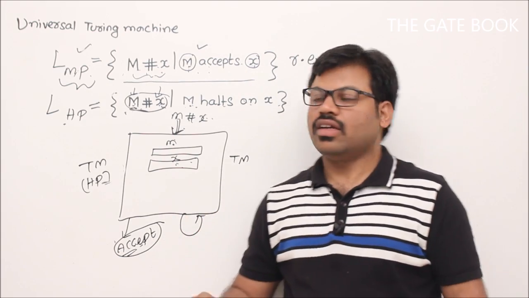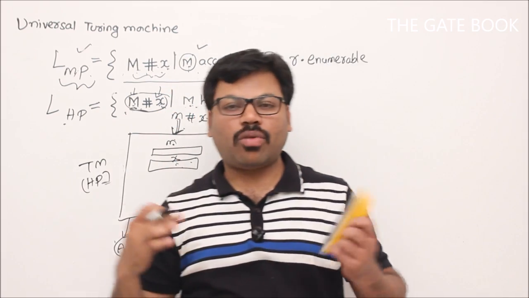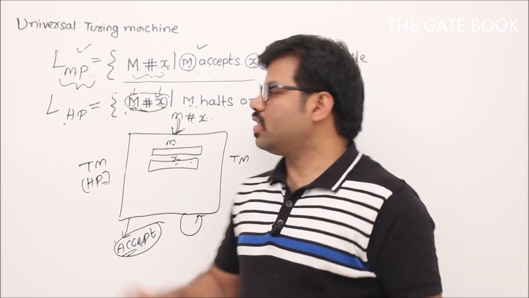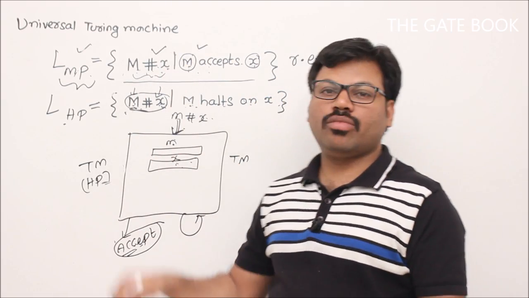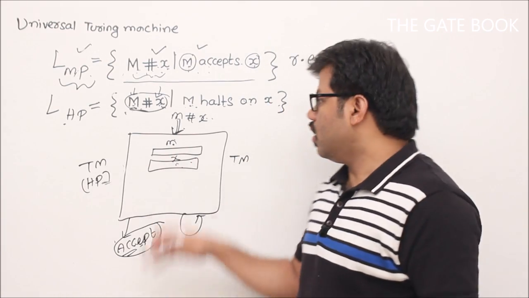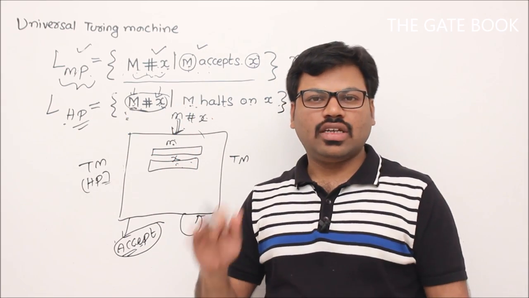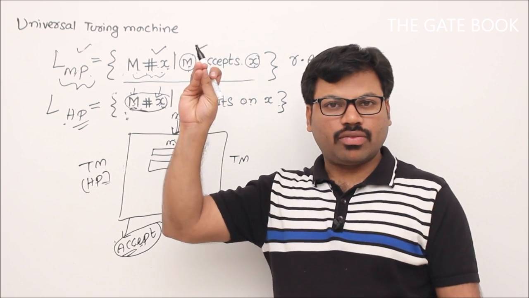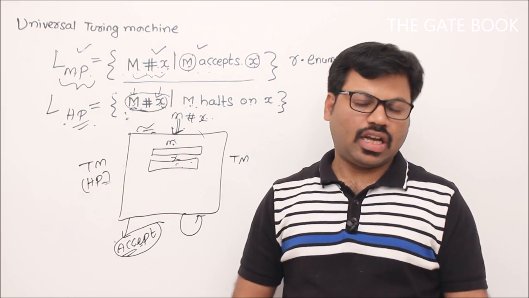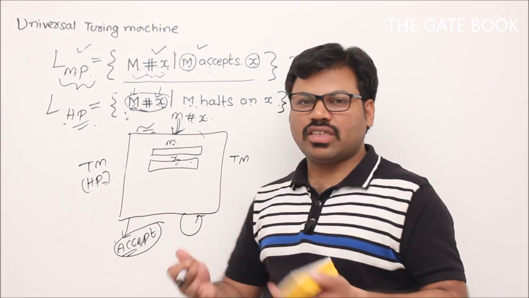So today you realize that m hash x where m accepts x, and m hash x where m halts on x, are two different problems, correct? So otherwise, two different languages. Every language has a Turing machine. This language has a Turing machine which is nothing but the universal Turing machine. We have constructed it already in a neat way. The second one, a Turing machine for the halting problem, is very easy to construct because you already put a lot of effort into the universal Turing machine. In exactly the same way, we can construct a halting Turing machine. That's why I did not spend much time on this Turing machine.